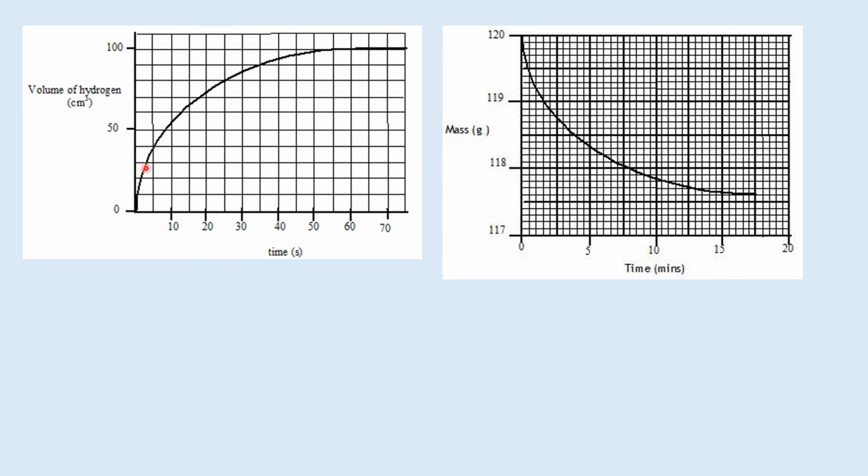Why does it slow down? Well, if this was an acid and metal type reaction, then the acid particles would slowly react with the metal particles, and then over time there'd be fewer acid particles, so the reaction would slow down.